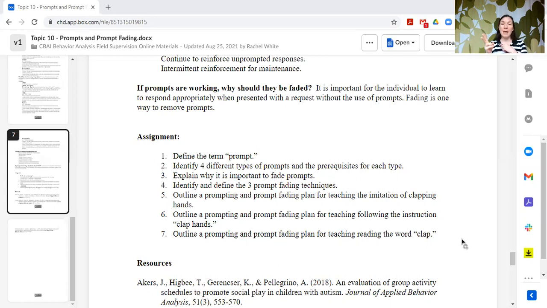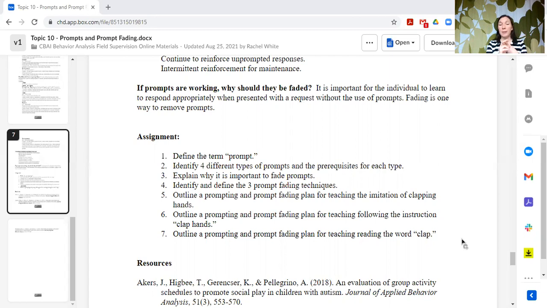The second behavior or skill is going to be following the instruction, clap hands. So my SD is clap hands. You select what prompt you would use. You select what prompt fading strategy you would use. Now, in these cases, it might be best to think about a learner that you have or that you've worked with, or an individual that you know that doesn't display some of these skills or is currently learning these skills, and what might work best for that learner. It's a little bit helpful to have someone sort of specific in mind, but it's not required. This isn't something you'll be teaching. This is just a plan. How would you identify and plan these out?